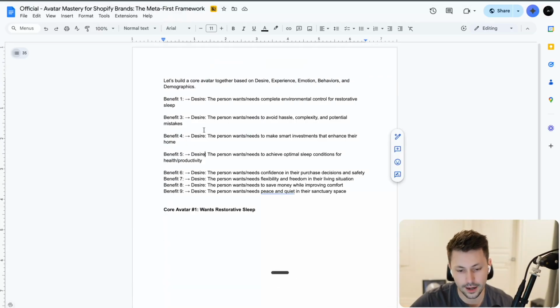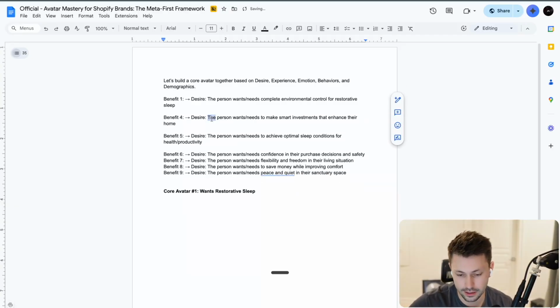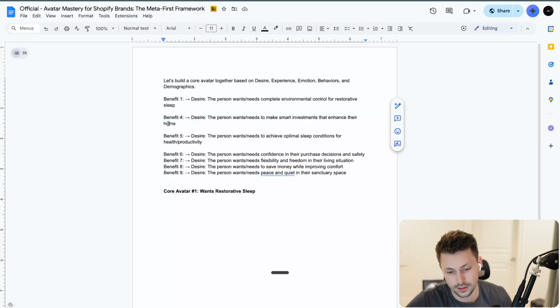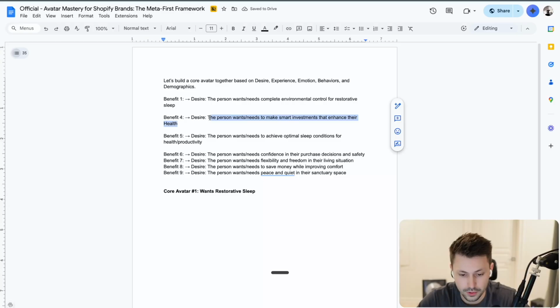But at the end of the day, we've got the desire that the person wants to avoid hassle, complexity, and potential mistakes. Not really caring about that. That's super broad. The person wants to make smart investments to enhance their home. That could be a potential avatar as well. I would say this is more to enhance their health. So I'm going to probably use this as a desire.